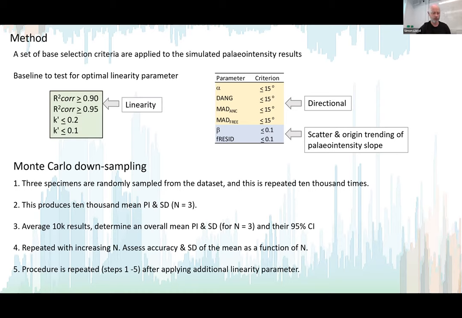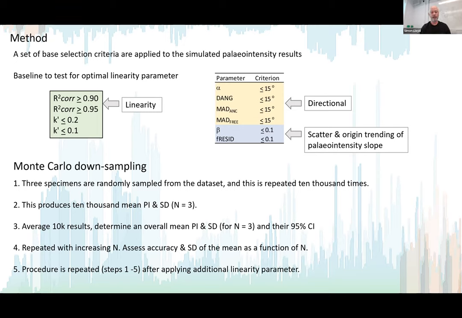And the ones we were interested in testing are the R-squared correlation and the curvature parameter K-prime, each with two different minima. And we used a Monte Carlo downsampling technique for this, where we would randomly sample 3 specimens from the entire data set, and then we'd repeat that 10,000 times. This produces 10,000 mean paleointensities and standard deviations, all with an N of 3. We would then average those 10,000 results to determine an overall mean paleointensity and standard deviation for an N of 3 and calculate their 95% confidence interval, which is 2 standard deviations from the mean.